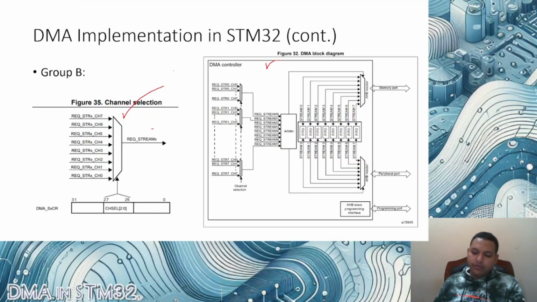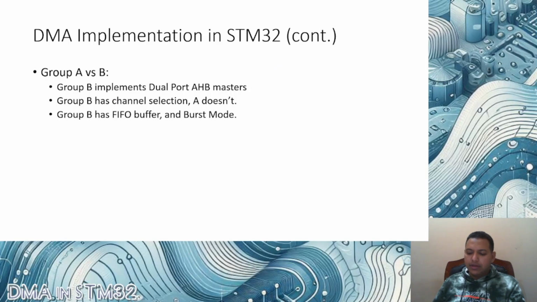So these are 4 differences. The first one is that group B implements dual port AHB masters, while group A implements only one AHB master. Group B has a channel selector, while group A just ORs all of the peripherals together. Group B has a FIFO buffer, which allows for features like burst mode, double buffering, and data conversion. And the last thing, of course, I didn't write it because it's not that important, which is the change of terminology.